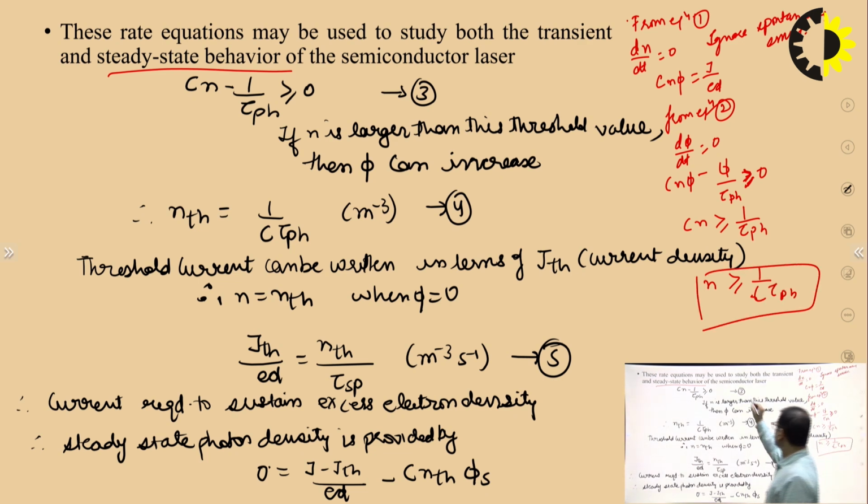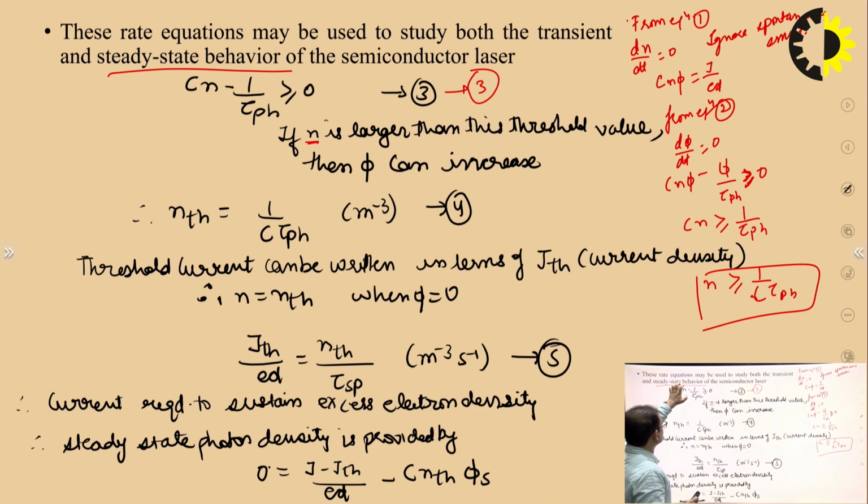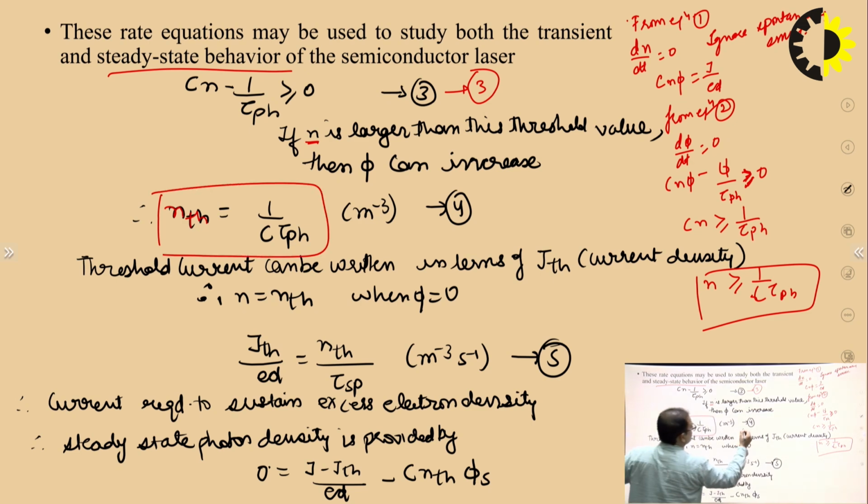Now put this equation as equation number 3. And if n is larger than the threshold, if I say for the steady state equation, the electrons involved in the stimulated emission are greater than the threshold condition, then photons will be generated. The minimum threshold condition, the minimum electrons involved in the stimulated emission, that is NTH, equals 1 upon C into tau pH. Clear?